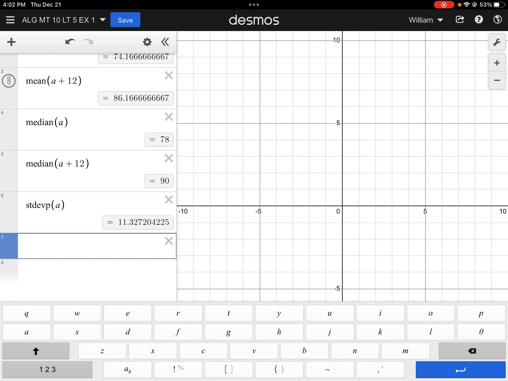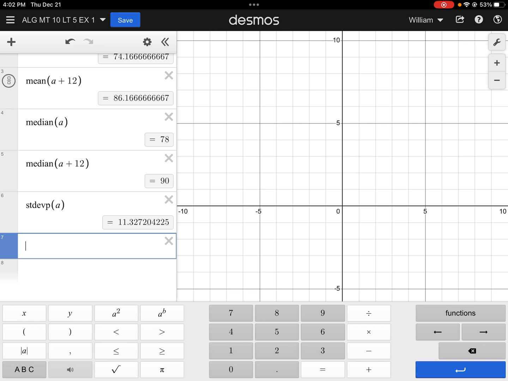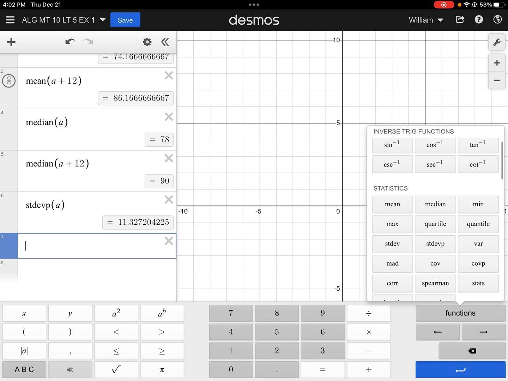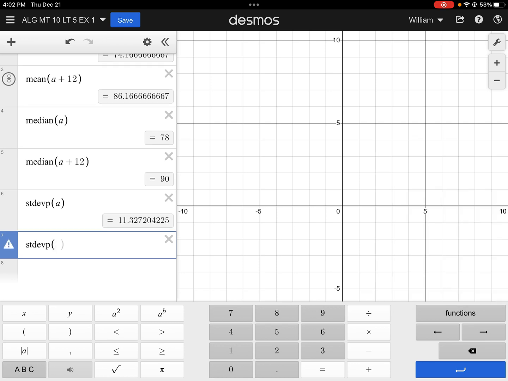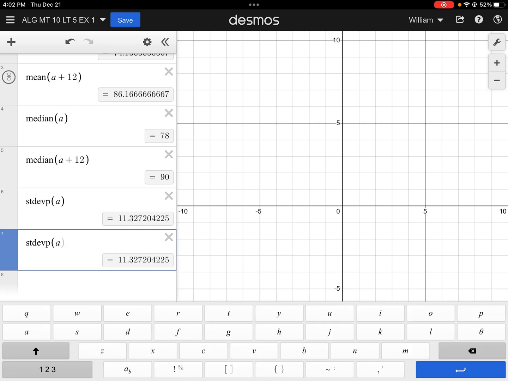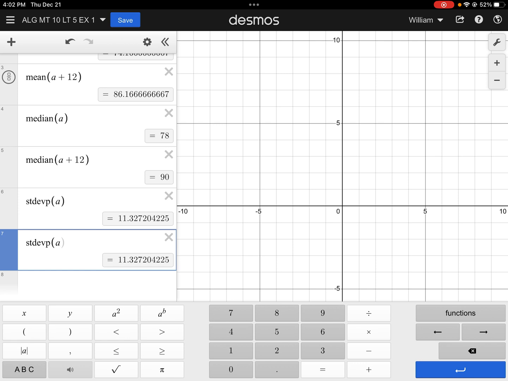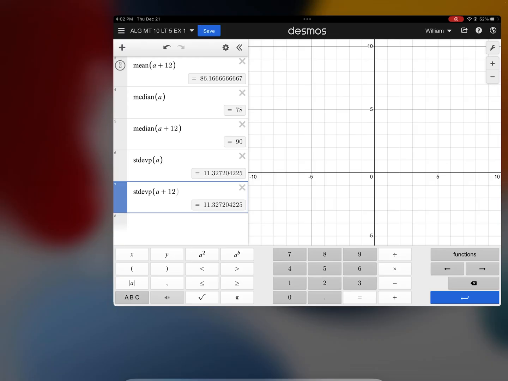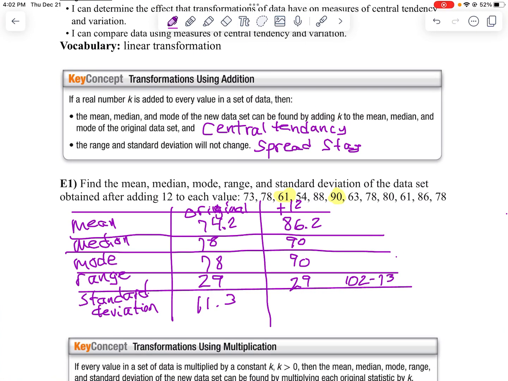Let me go back to my functions here. Okay. And I'm going to do the standard deviation of the population, only I'm going to do A plus 12. Notice it's the same. Because when you add the same thing to everything, it stays the same. So your measures of spread don't change when I add or subtract something to every single term.